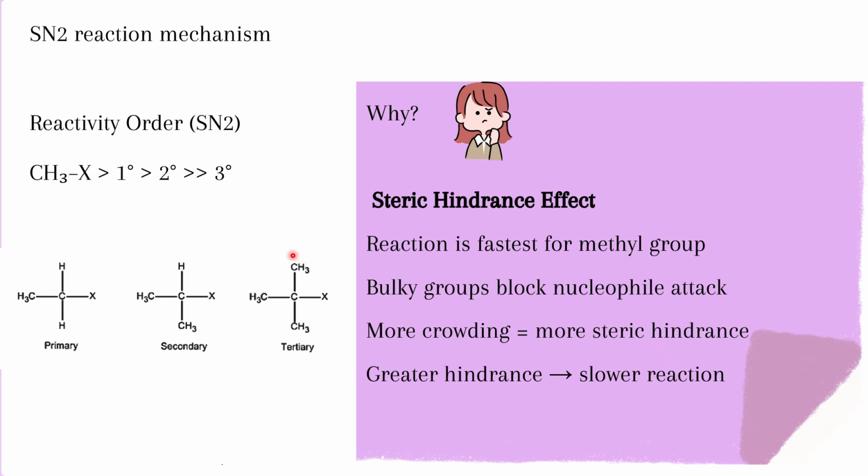Whereas in case of tertiary, all three bulky groups are attached. Hence, it is not possible to carry out the backside attack, due to which only primary alkyl halides are preferred for SN2 reaction.